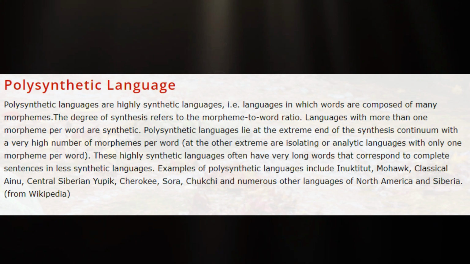Examples of polysynthetic languages include Inuktitut, Mohawk, Classical Ainu, Central Siberian Yupik, Cherokee, Sora, Chukchi, and numerous other languages of North America and Siberia. The Ojibwe language is also polysynthetic, and this means being able to speak Ojibwe.